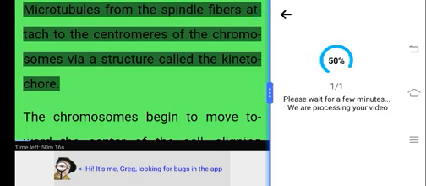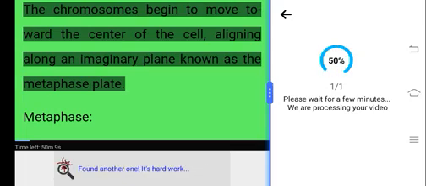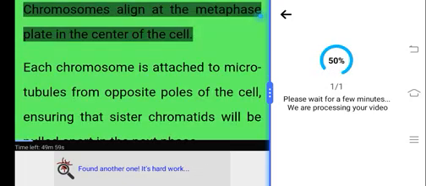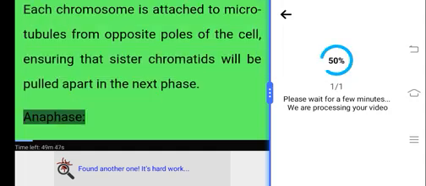Prometaphase. The nuclear envelope is completely disassembled. Microtubules from the spindle fibers attach to the centromeres of the chromosomes via a structure called the kinetochore. The chromosomes begin to move toward the center of the cell, aligning along an imaginary plane known as the metaphase plate. Metaphase. Chromosomes align at the metaphase plate in the center of the cell. Each chromosome is attached to microtubules from opposite poles of the cell, ensuring that sister chromatids will be pulled apart in the next phase.